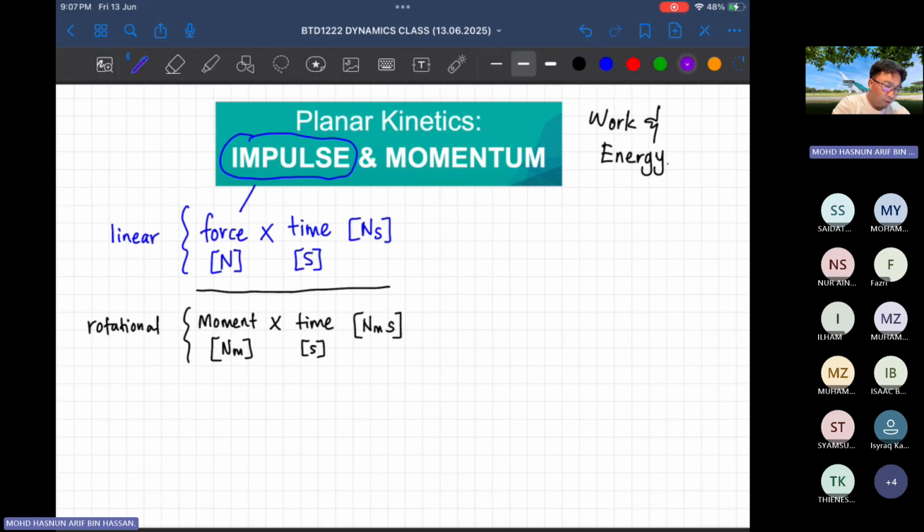All right. What about momentum? Anyone remember what is the meaning of momentum? We have defined that impulse is force multiplied with time for linear, and for rotational, it is moment multiplied with time. What about momentum? Okay, let's give a clue. Momentum is mass multiplied with something. What is the parameter that mass is multiplied with to give you a momentum?